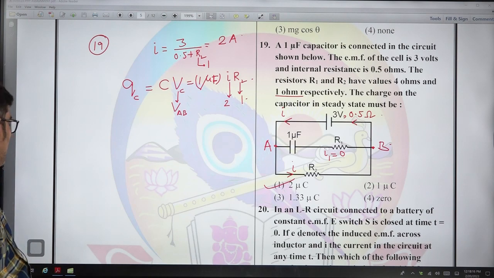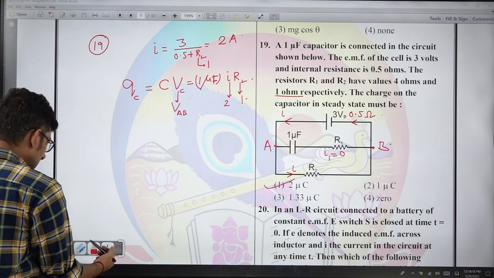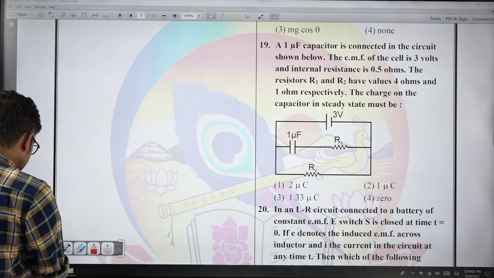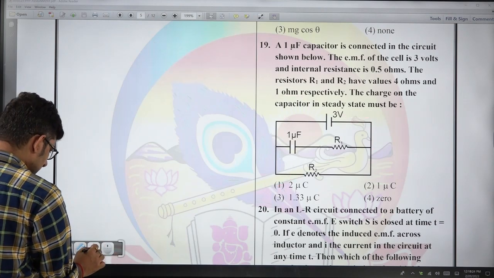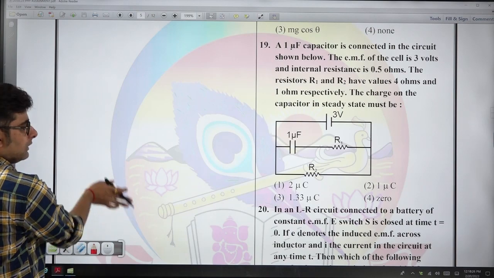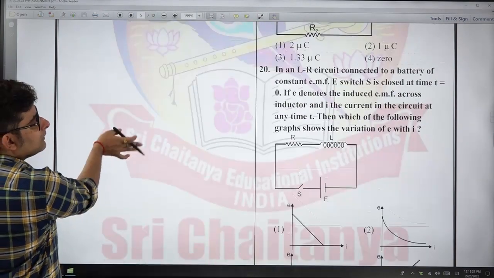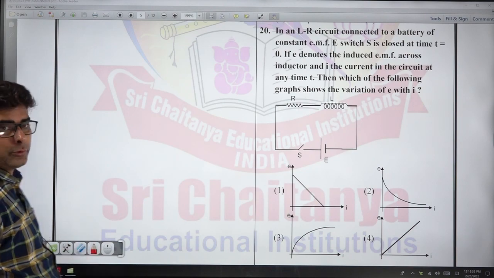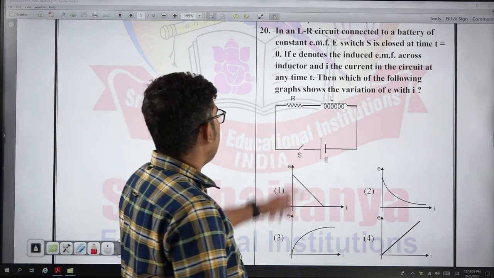Clear? So whichever branch contains a capacitor, in steady state no current will flow through that branch. Okay. So after this basic but very important information, we move to the next question, 20th question.